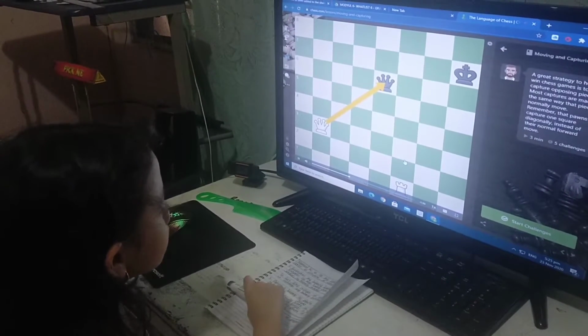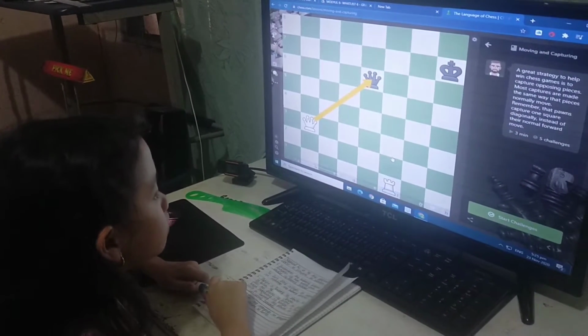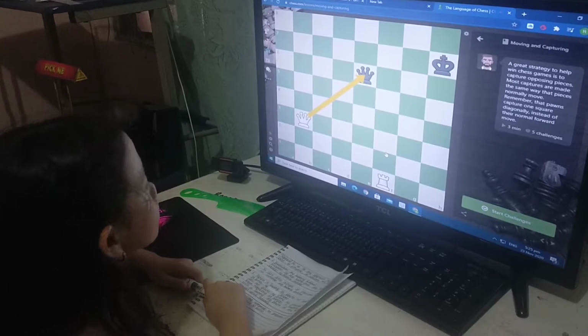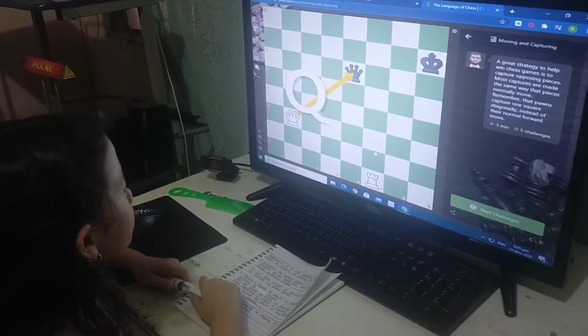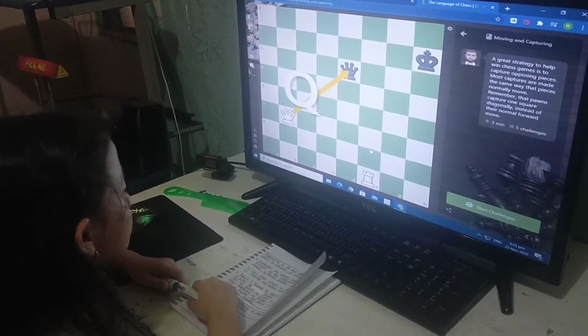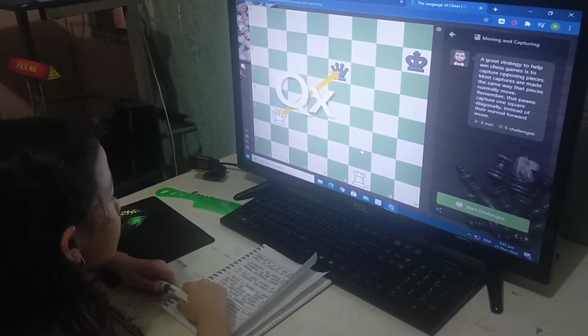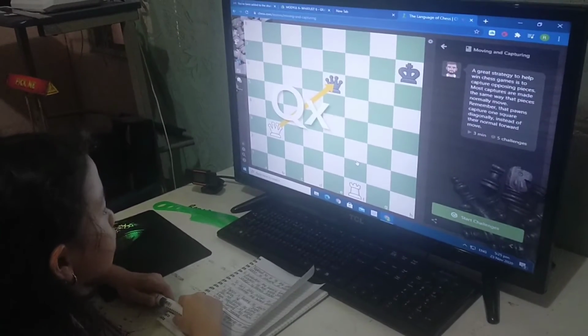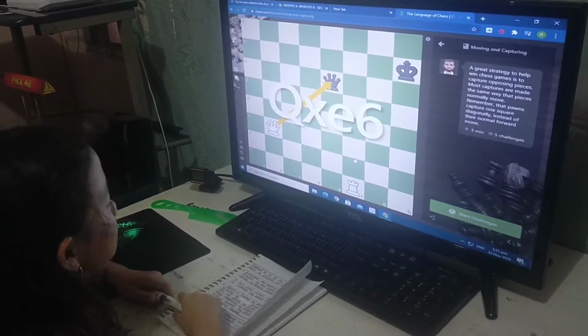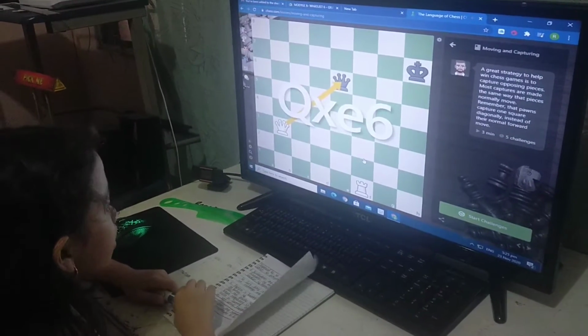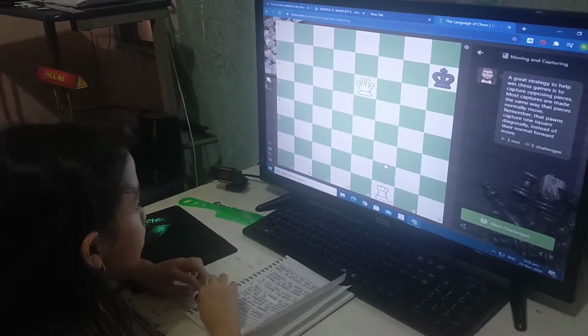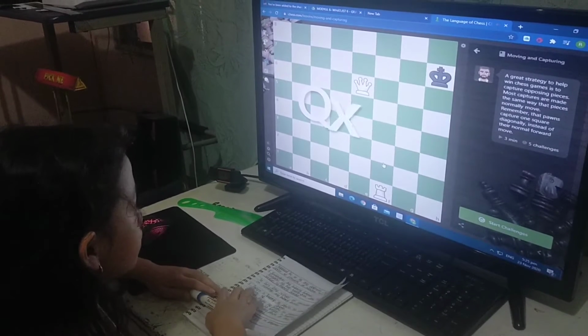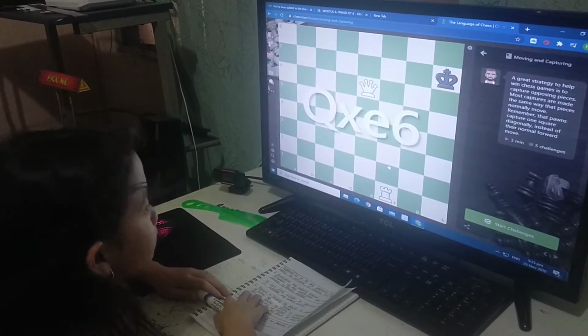A good idea. You would write the piece that will capture, in this case, the queen. So we use a capital Q. You then write an X, which means captures. And then you write the square where the piece gets captured. So after queen takes e6, we would write Q, X, e6.